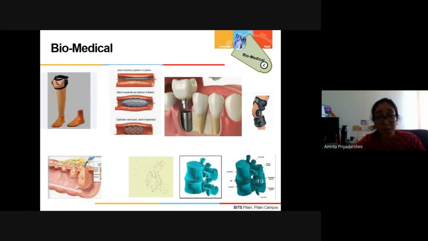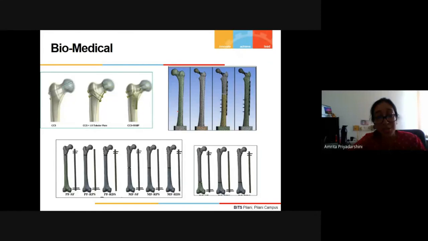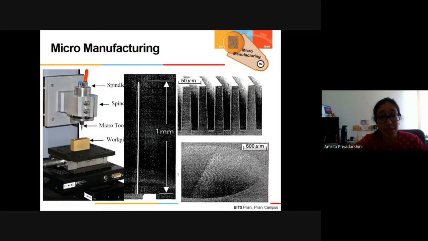Apart from that, we have biomedical. I'm not going to take time on this. In biomedical also, engineering is playing a very important role. There are a lot of machines in which computers, like CAD, are really required. A lot of simulations are done initially, and then the actual surgery is performed. So in biomedical, the application of computers and technology has become a very key element.